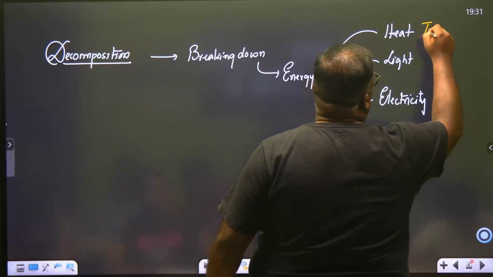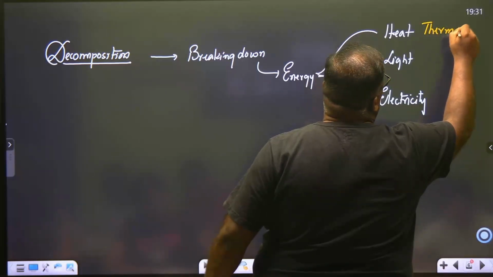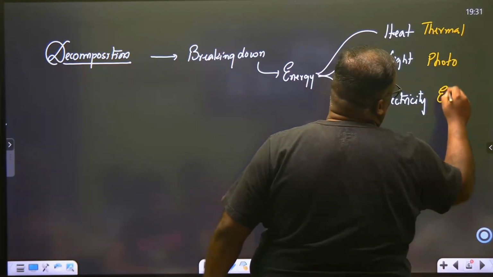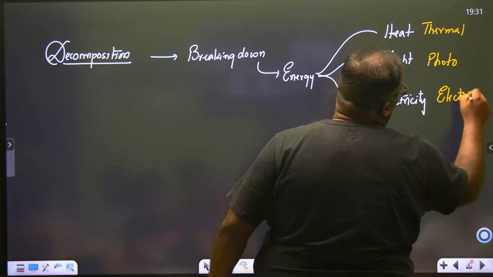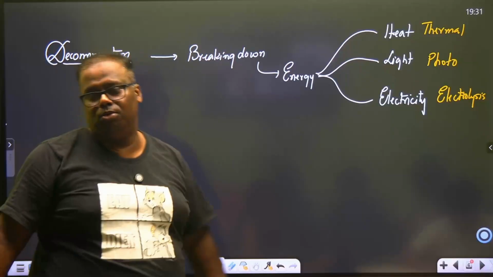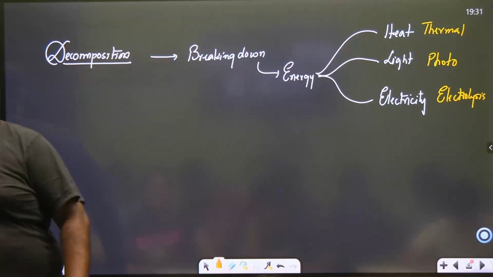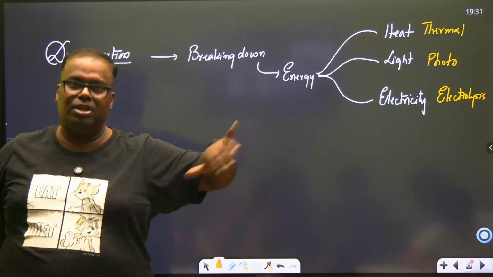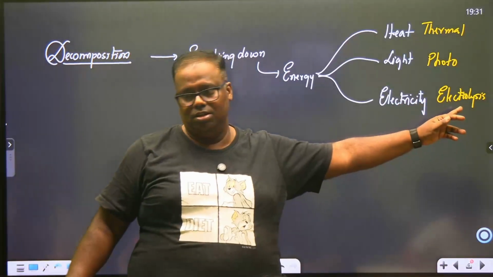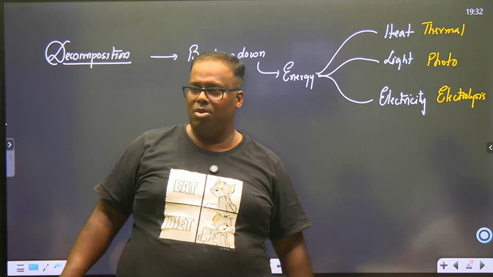Such reactions will be known as thermal decomposition. These will be known as photo decomposition. This will be known as electrolysis. Paralysis means when your organs fail to work. Electrolysis means when you separate. Right? So let's see one by one.